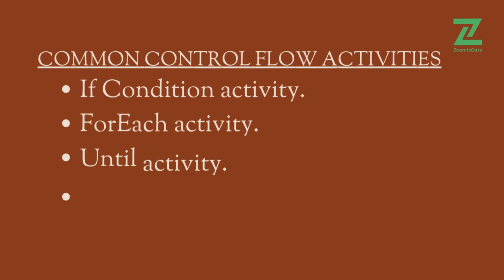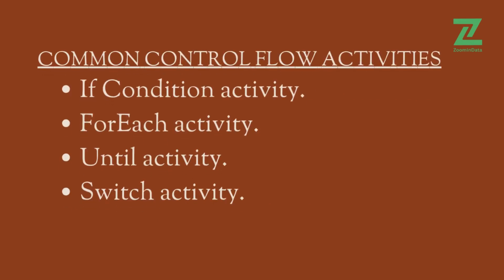Common control flow activities include if condition, for each, until, and switch activities. These activities allow pipelines to make decisions and repeat tasks based on logic and conditions.